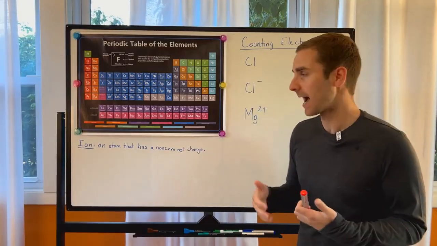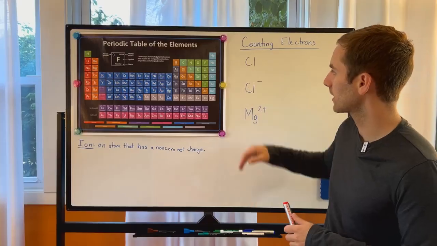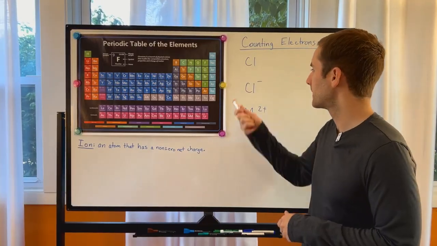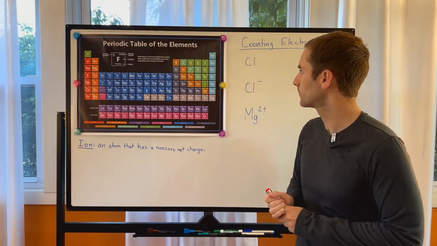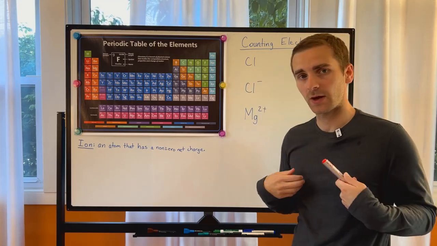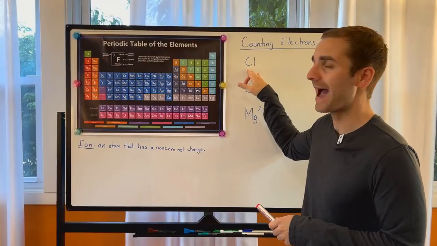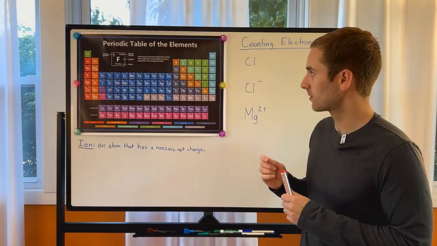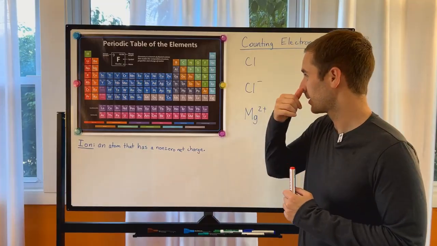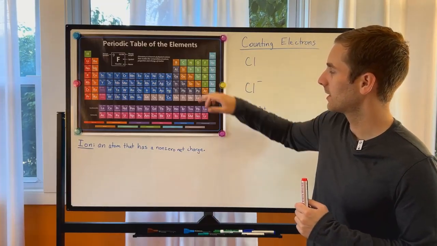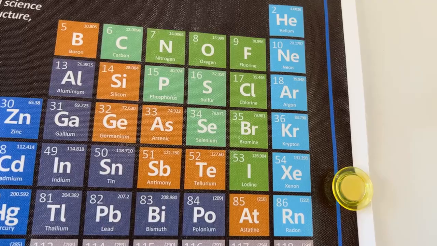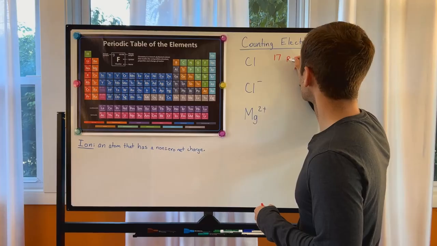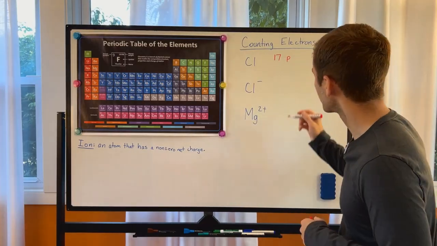Okay, so when I just have an atom like Cl here and it's just written like this, we assume that this is neutral. Okay? And then to determine how many electrons are in it, well, we first ask ourselves how many protons are in an atom of this element, which we can determine from the periodic table, because the number of protons is the atomic number. So if I look at chlorine on the periodic table, it has an atomic number of 17. So it has 17 protons, which are positively charged.